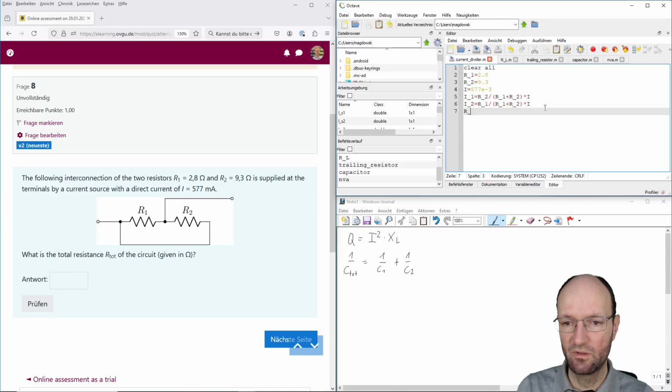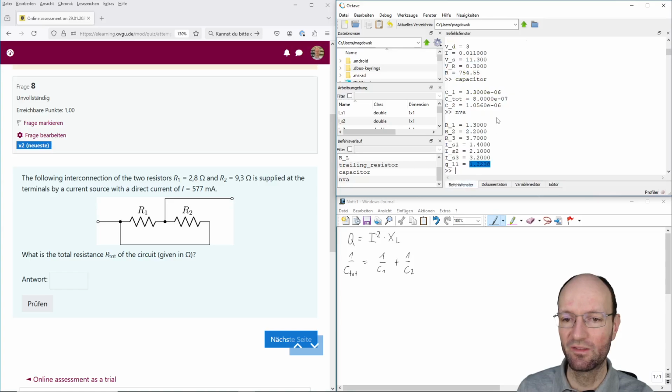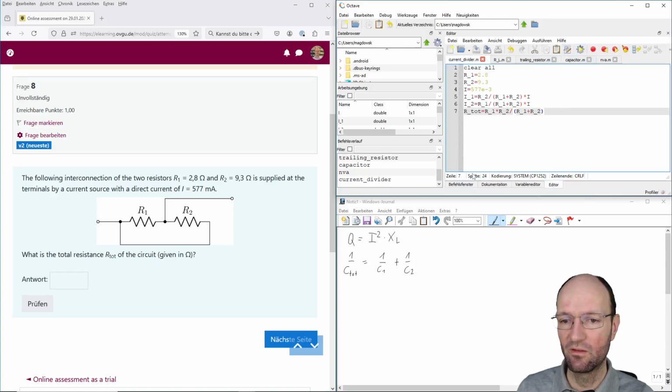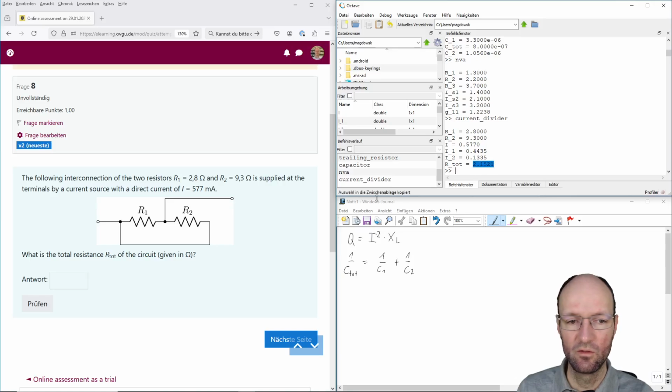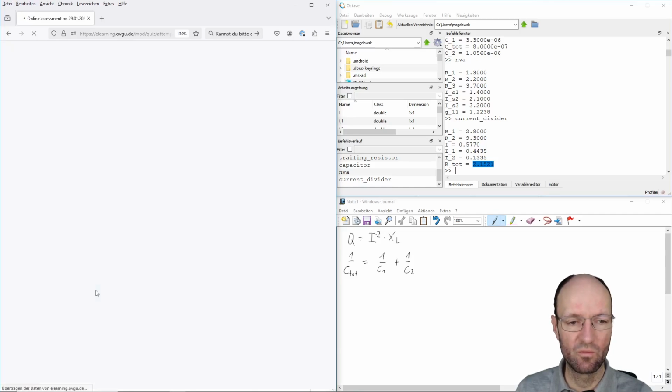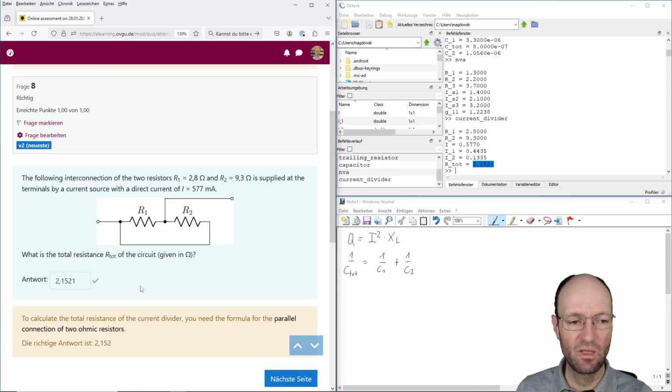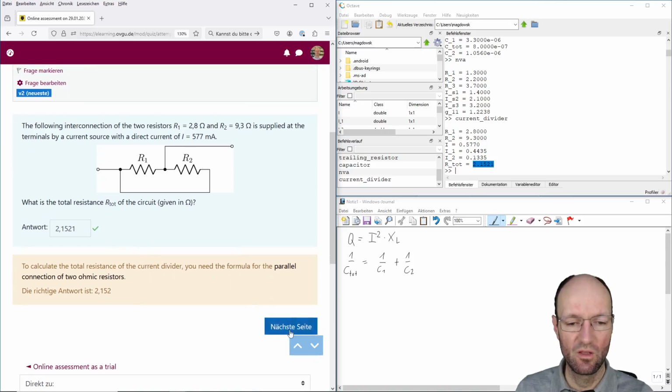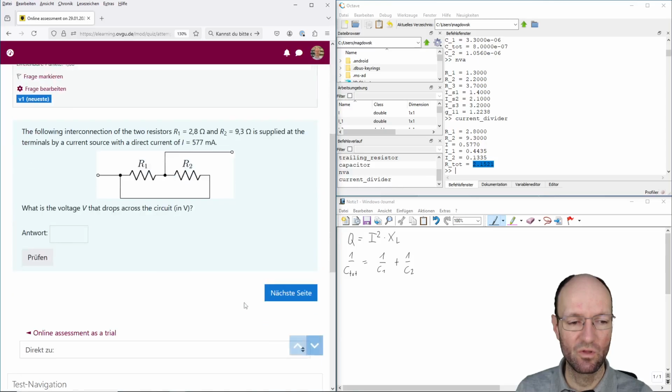And so now the question is, what is the total resistance? And the total resistance is this parallel resistance, or the equivalent resistance of this parallel circuit. So this can be calculated as the product of the 2 resistances divided by the sum. And if I run the script, then this also makes sense. 2.1 something ohm for this parallel resistance or resistance of the parallel circuit.